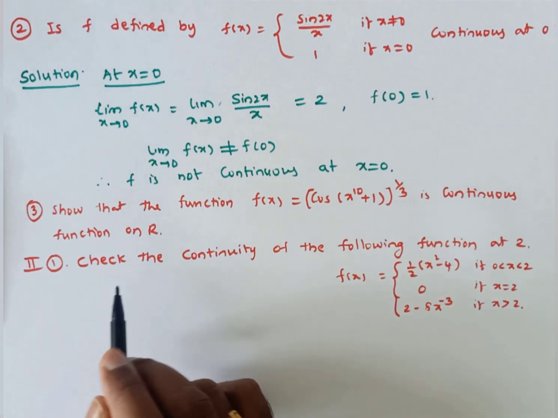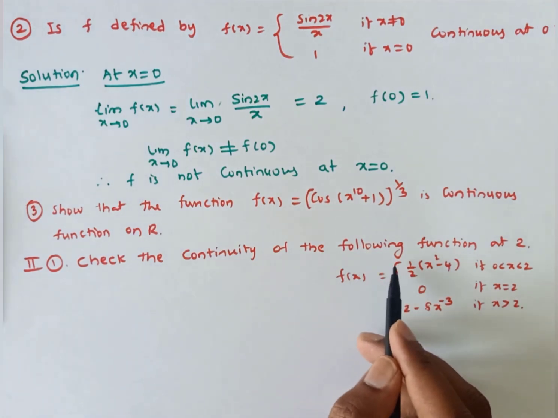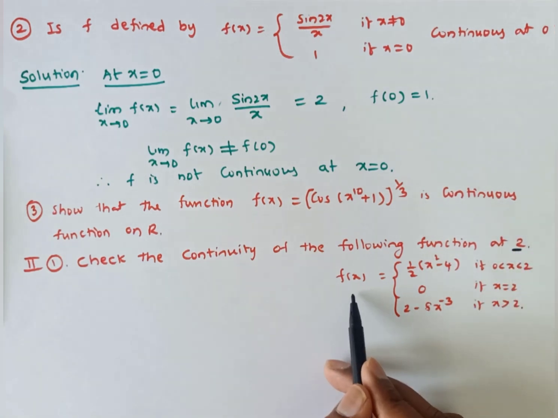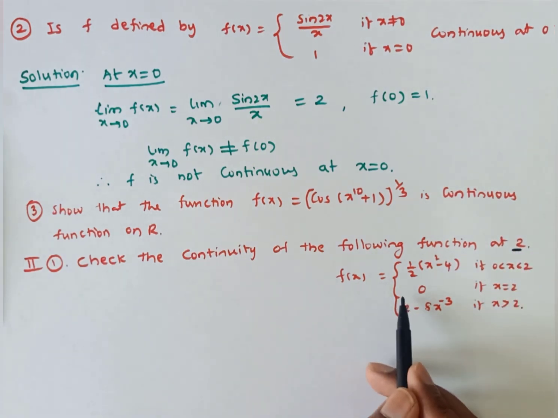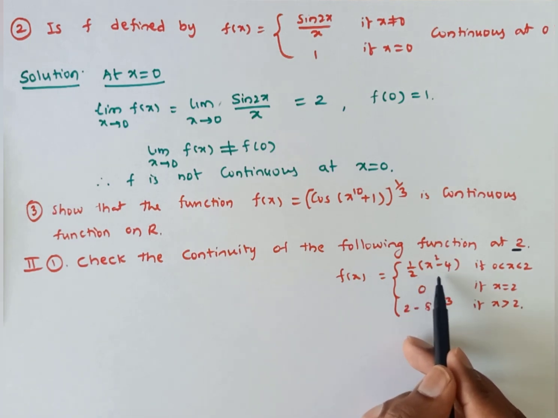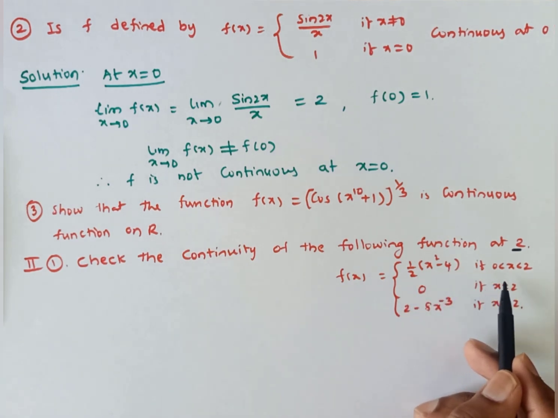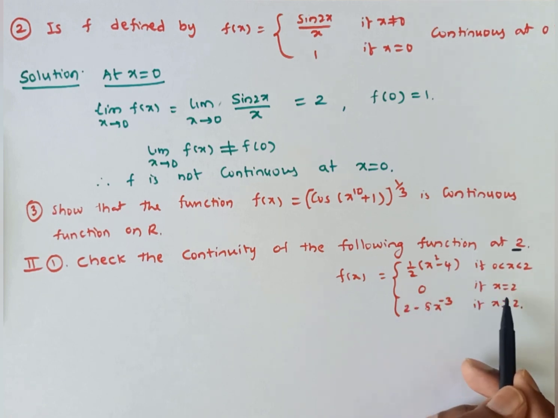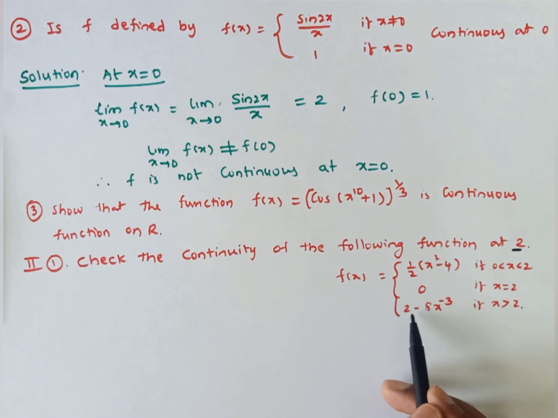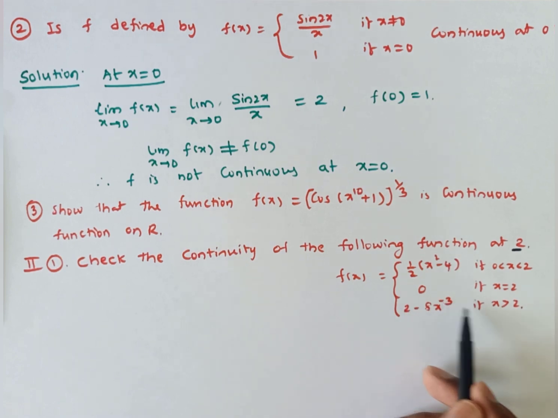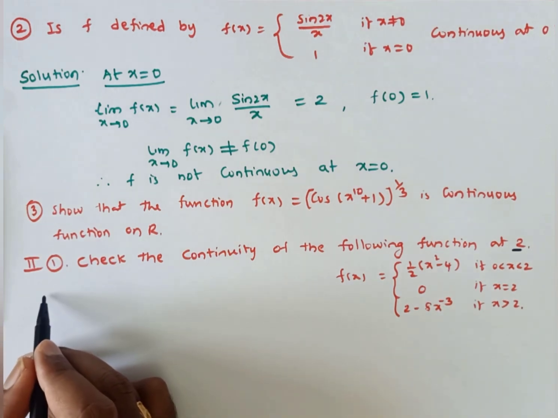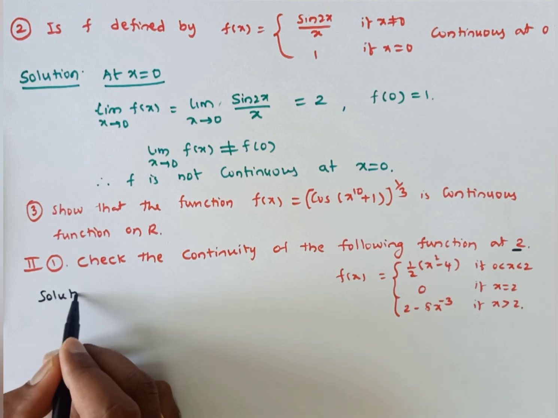So Roman 2, first problem. Check the continuity of the following function at x equals 2. Here again it is a piecewise defined function: f of x is 1/2 into x square minus 4 if 0 is less than x less than 2, f of x is 0 if x equals 2, and f of x is 2 minus 8 into x to the power of minus 3 if x is greater than 2. X power minus 3 means 1/x cube. So you need to check the continuity for this function at x equals 2.